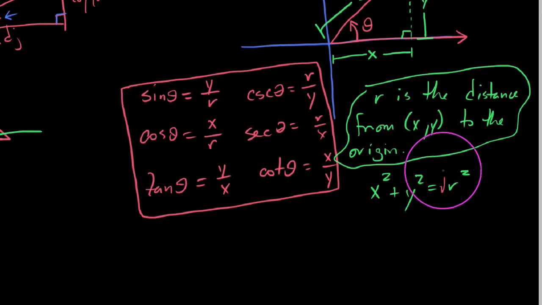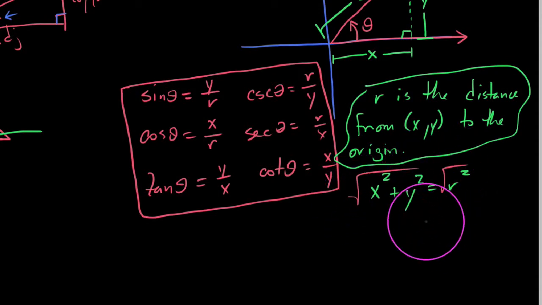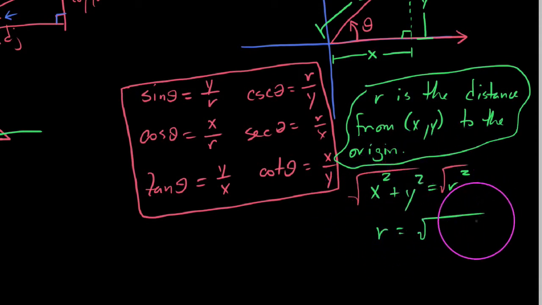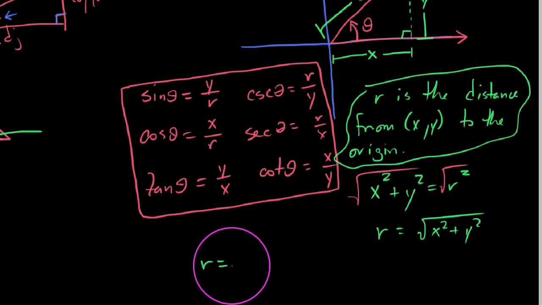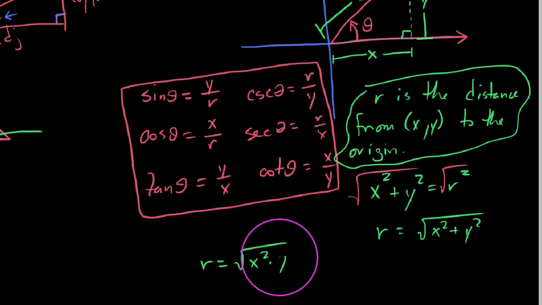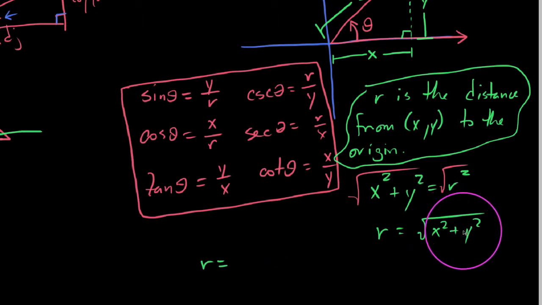So what we'll do is we'll take the square root of both sides. That eliminates this squared. And we get r equals the square root of x squared plus y squared. Now I want to be clear on this. If r were the square root of x squared times y squared, we could just say this is xy. But since it's r equals the square root of x squared plus y squared, we can't just take the square root of both of these.